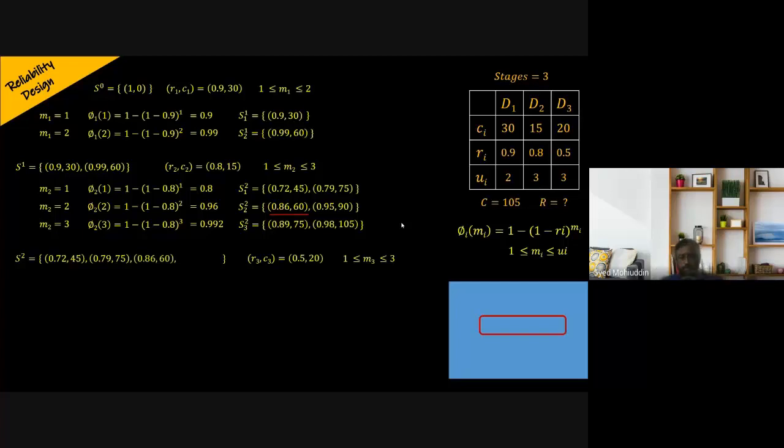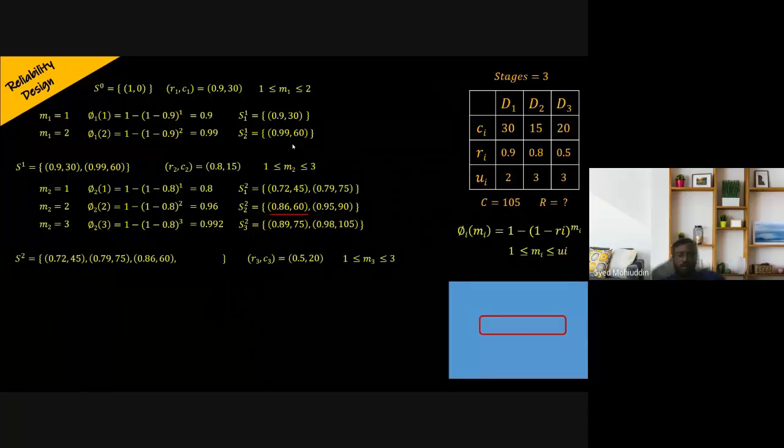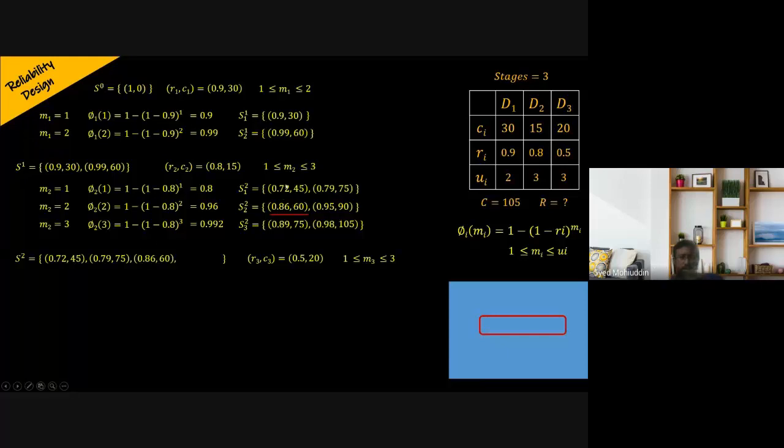Now here we have to look at one more case. In the above elements we did not have this problem, because all the constraints were satisfied. But in this case, obviously these three elements are appended to the set S2. For this element, that is this tuple, 0.95 is the reliability and 90 is the cost.